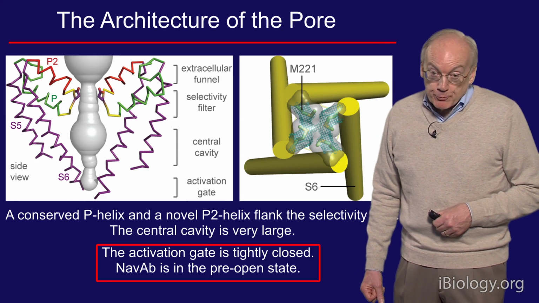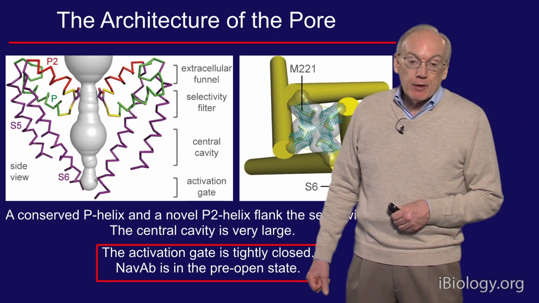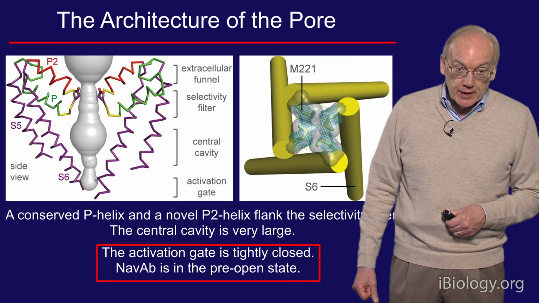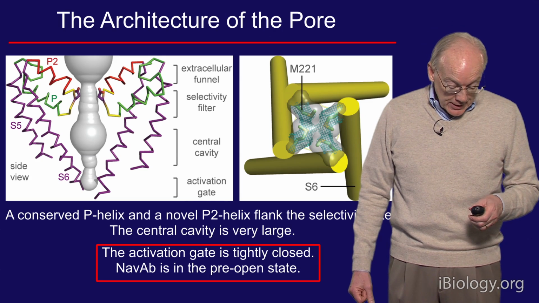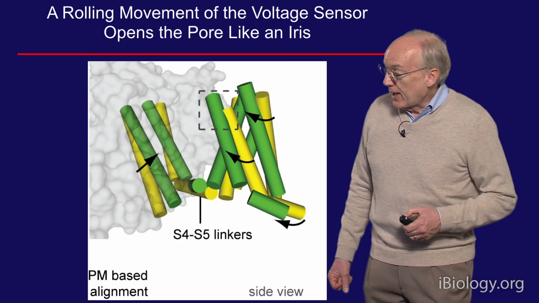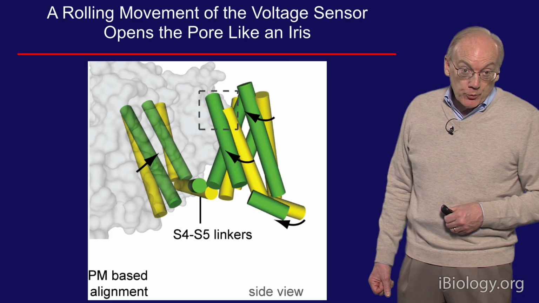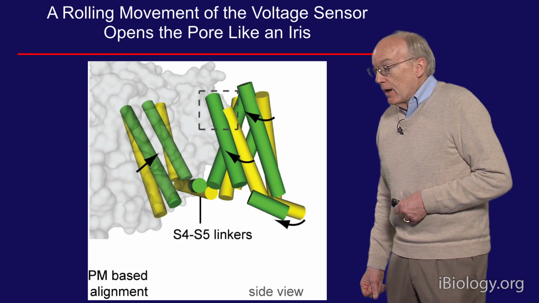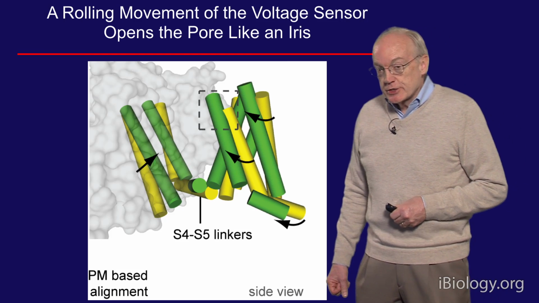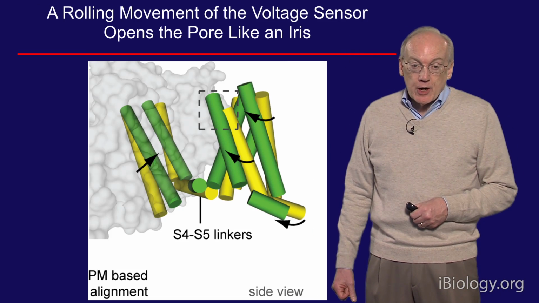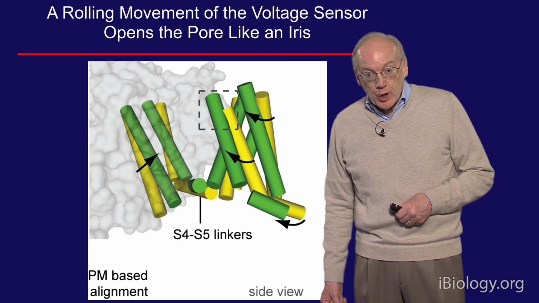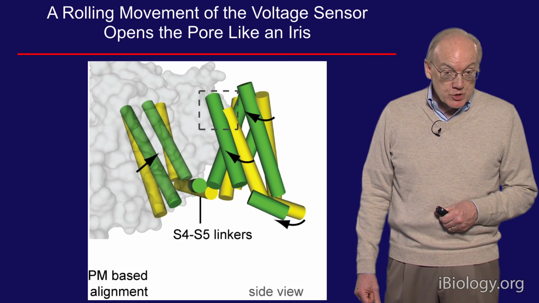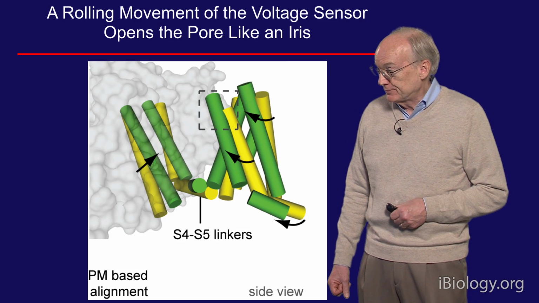If our channel is in the pre-open state, then it's interesting to compare its structures with other channels that have been crystallized in an open state in order to see the transition that takes place upon opening. And one such channel is the Kv1.2 potassium channel studied by the lab of Rod MacKinnon. So this shows the transition for the voltage sensor and the pore that takes place during opening by comparing the structures of the pre-open sodium channel and the open potassium channel.